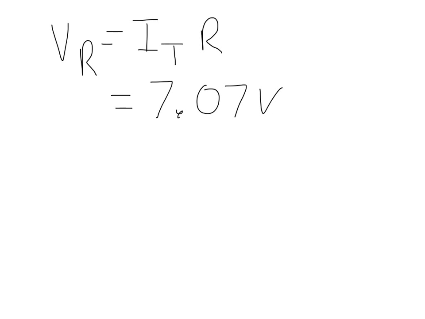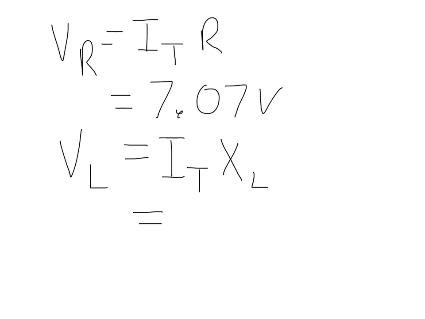Next, I'm going to calculate the voltage drop across the resistor. Now the formula for voltage drop is total current times the resistance. So the total current I found was 2.62 milliamps times the resistance in the circuit, which is 2.7 k ohms, and I get 7.07 volts. Next, I will calculate the voltage drop across the inductor in the circuit. Ohm's law for voltage is total current times the inductive reactance. So I'll take the total current, which is 2.62 milliamps, times the inductive reactance, which is 2,694.12 ohms, and I get a voltage drop of 7.06 volts.